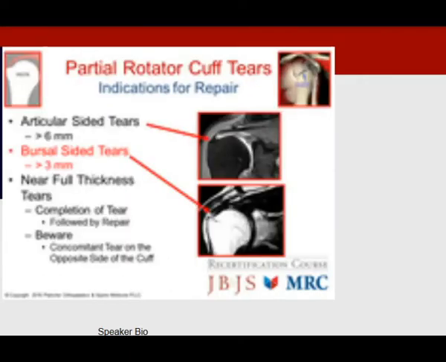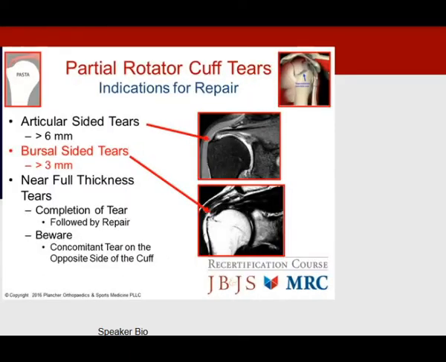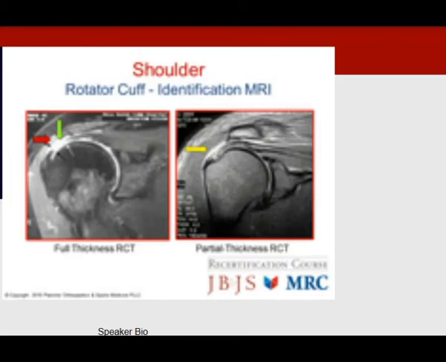So articular-sided tears greater than 6 millimeters need an indication for a repair and do get repaired. And bursal-sided tears, though smaller at greater than 3 millimeters, should be considered for operative intervention. Near full-thickness tears, when reported by the radiologist, should send off a red signal that beware of a concomitant tear on the opposite side, and please examine both shoulders.